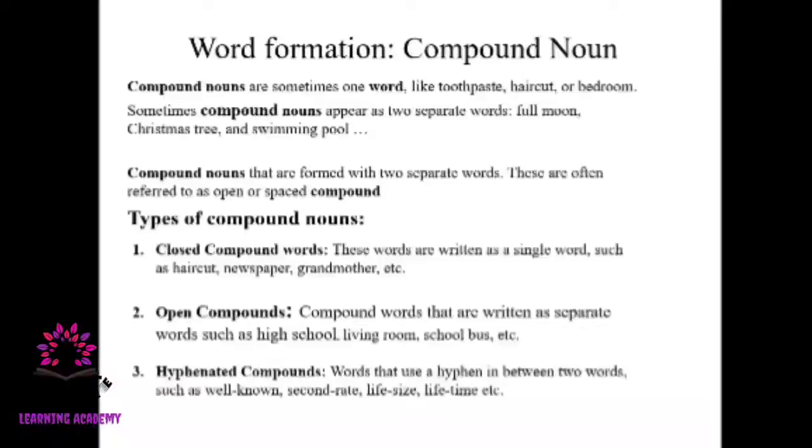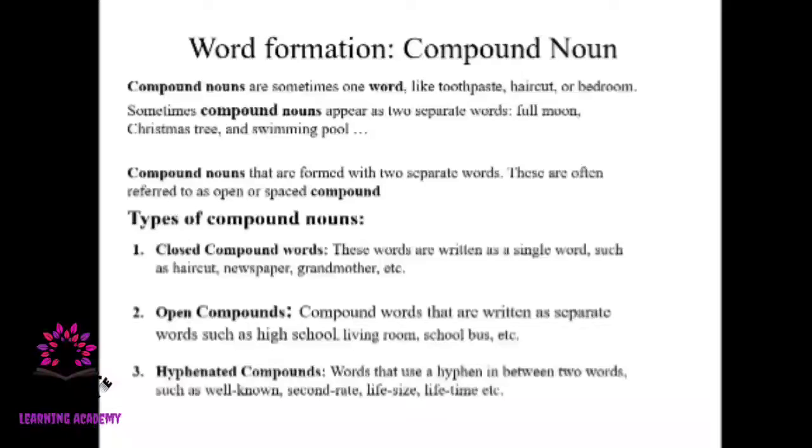There are compound nouns that appear as two separate words, like full moon. See, there is a gap between full and moon. Christmas tree. Again, there is a gap between Christmas and tree. Swimming pool. There is a gap between swimming and pool. So it's a compound noun. We are writing two different words to form it in a sentence, but it gives a correct meaning.